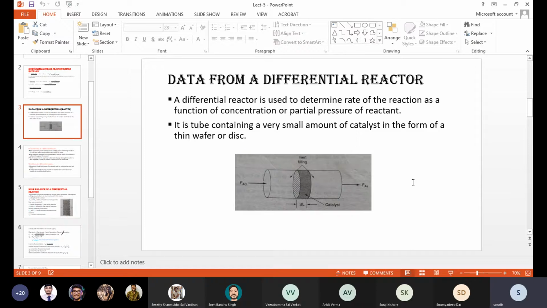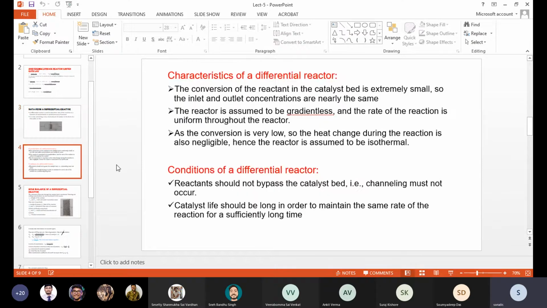A differential reactor is used to determine the rate of the reaction as a function of concentration or partial pressure of the reactant, usually. But it is in the flowing condition, it is a flow reactor. It is a tube containing a very small amount of catalyst in the form of a thin wafer or disc. Now, what is a differential reactor? What are the characteristics of a differential reactor?